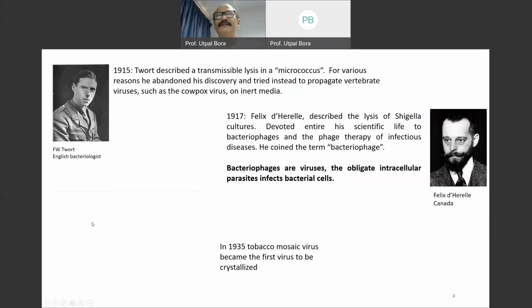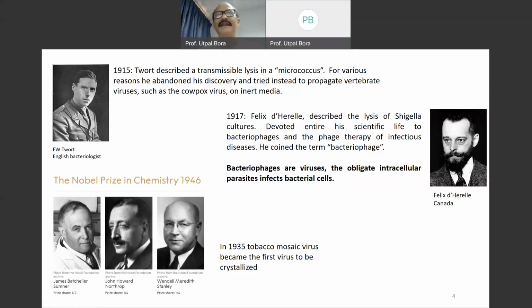Now, in 1935, the story of the tobacco mosaic virus continued, and it was the first virus to be crystallized, by Stanley. And in 1946, the Nobel Prize was actually awarded to 3 persons.